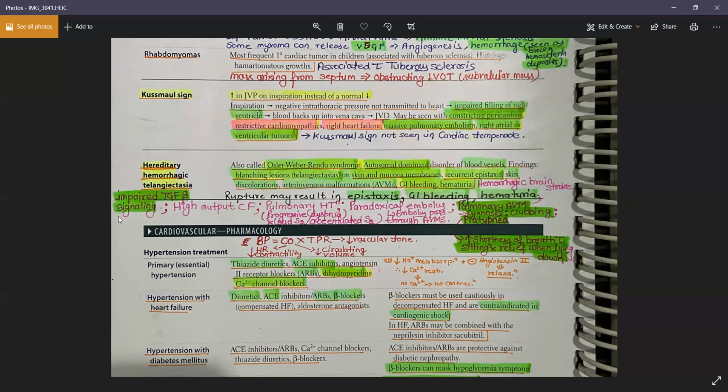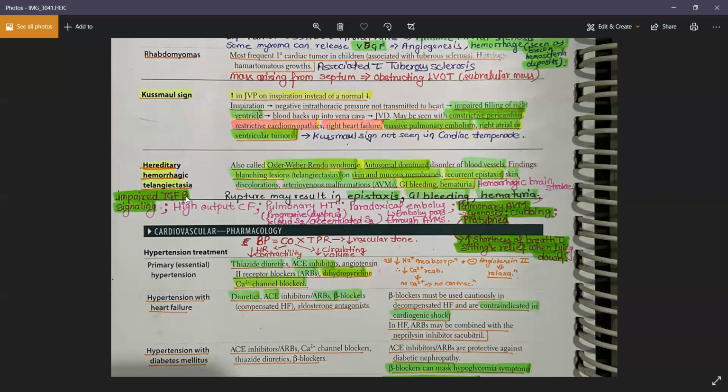If you remember from the general pathology section, we have discussed that TGF beta is responsible for angiogenesis. Along with the vascular endothelial growth factors, the TGF betas are also responsible for angiogenesis. So when defective signaling occurs in case of TGF beta, it can lead to hereditary hemorrhagic telangiectasia.